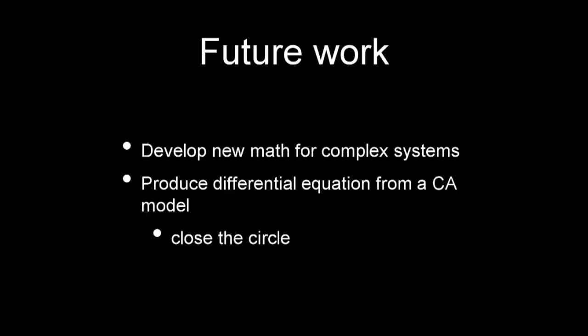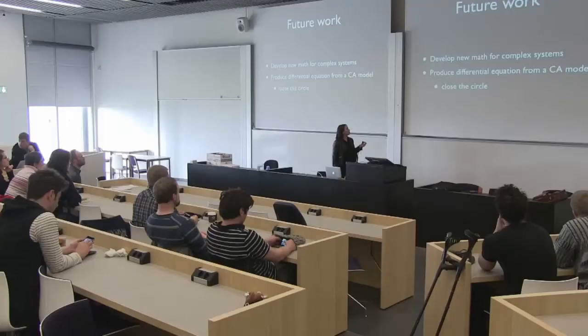So the next step is to develop new math for complex systems. We want to create something so we don't have to create the Bio-PEPA model and then create the finite state machine and add some information. We just want a new math that has everything in it. And then we want to produce the differential equations from the cellular automata model and close the circle.